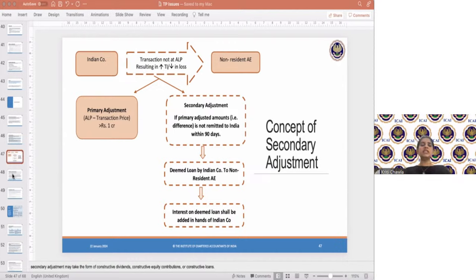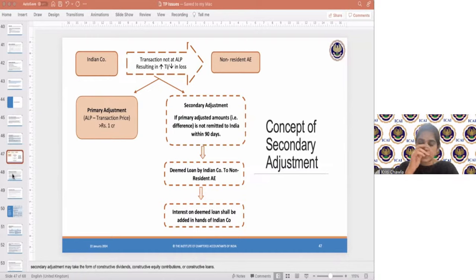If it is treated as a deemed loan, there is an interest cost also. The entire concept of treating it as a deemed loan arises so as to force the repatriation to happen. This is the reason they have come up with the deemed loan.